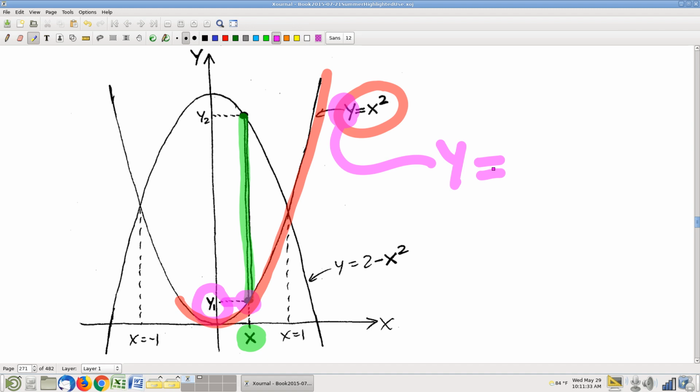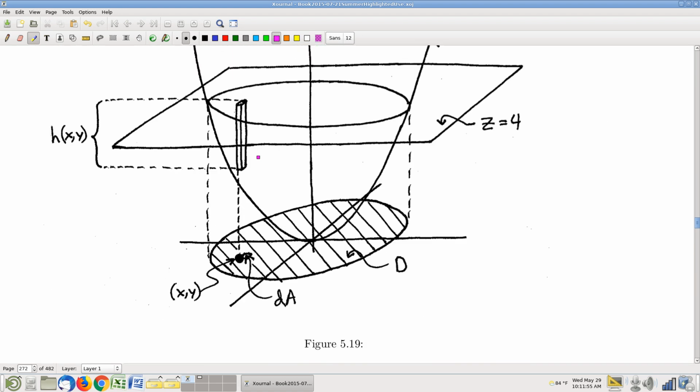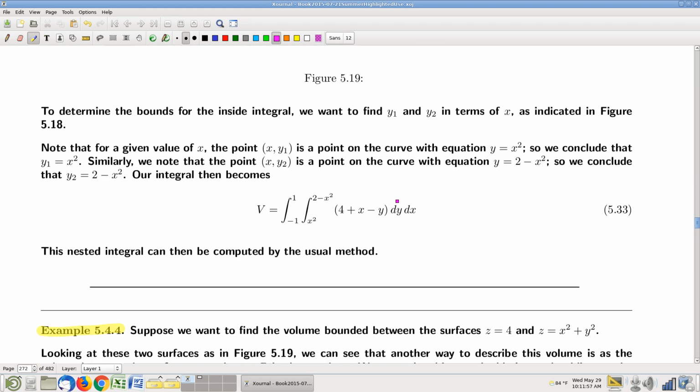So the bound is based on a point. The point's on a curve. The curve has an equation. Solve for the variable you're interested in. There it is. So our lower bound for Y, as Y varies, our lower bound for Y is X squared. And you'll notice I have that as my lower bound for Y, X squared.